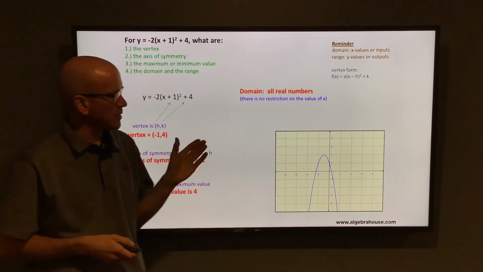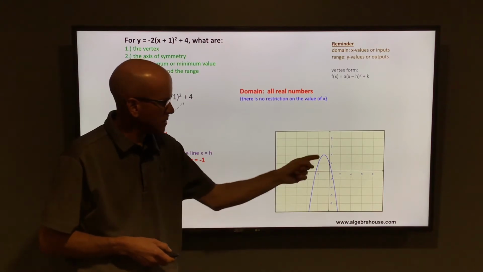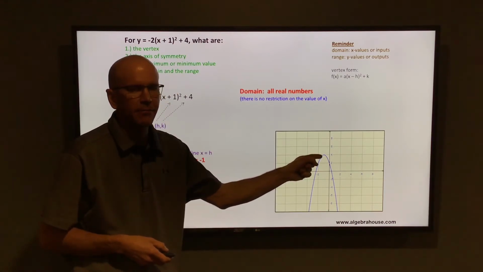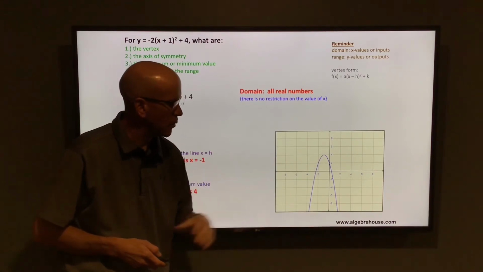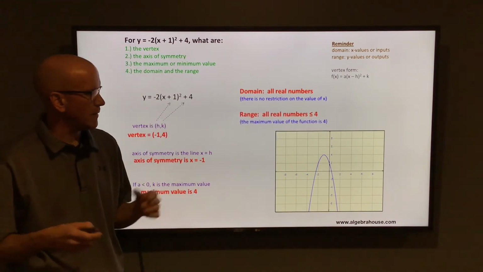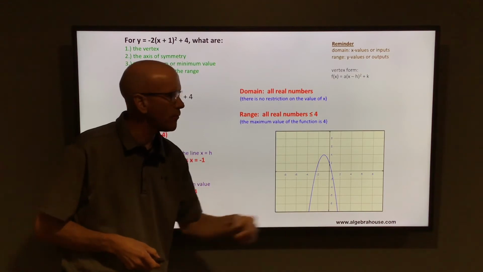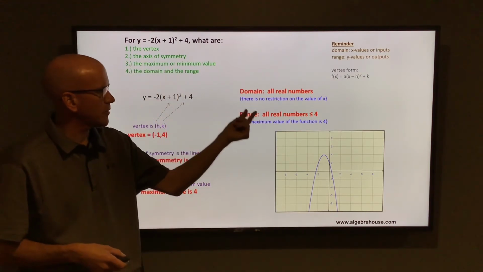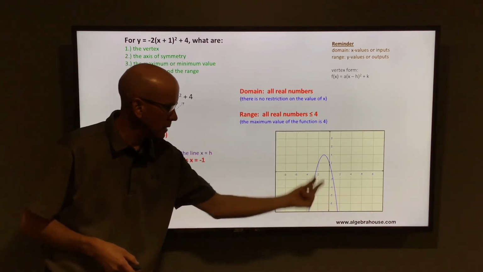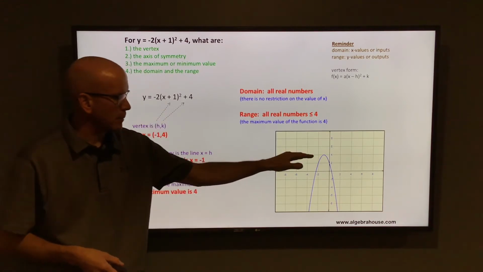But the y values, the range, that's a different story. Because the y values start at positive 4 and include anything below that. So you could say the range of the y values would be all real numbers less than or equal to 4. So domain is all real numbers, range is all real numbers less than or equal to 4 because that parabola opens downward.